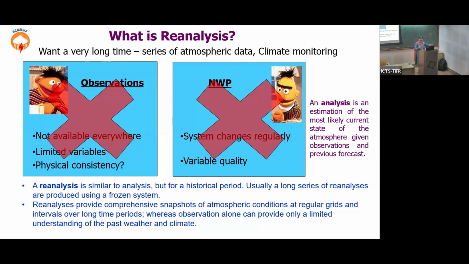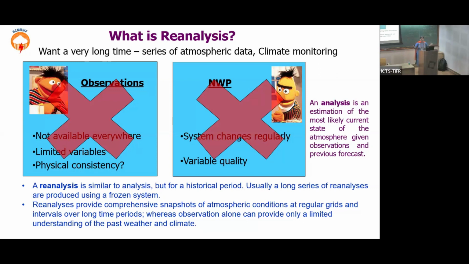We did not run it in 1979; we started the IMDAA reanalysis in 2016-17, and from that period we started running over the previous historical period from 1979. So reanalysis is not the current real-time run. It is similar to analysis but for a historical period, usually a long series, and is produced using a frozen system. Frozen system means that in the reanalysis we fix the data assimilation system and we fix the model also.